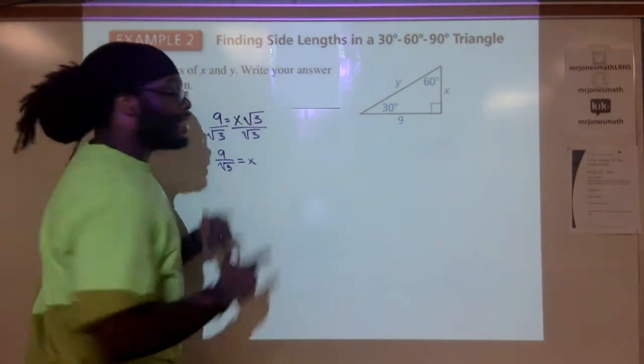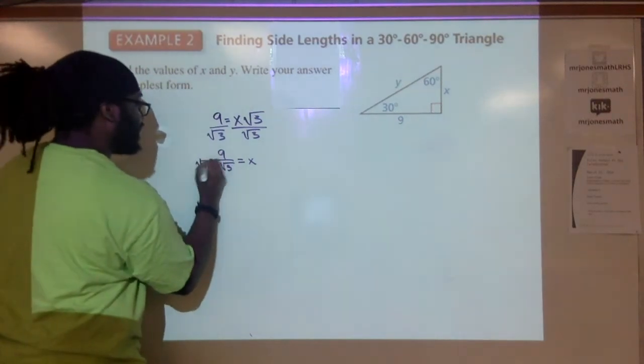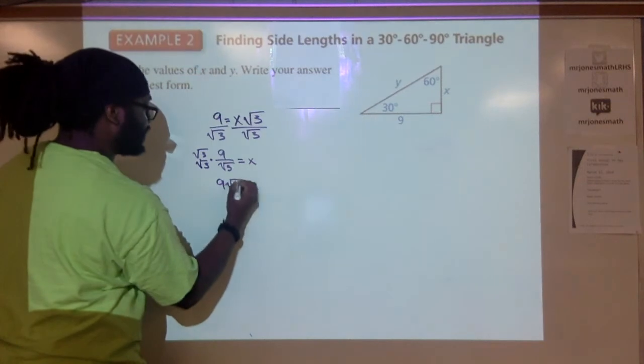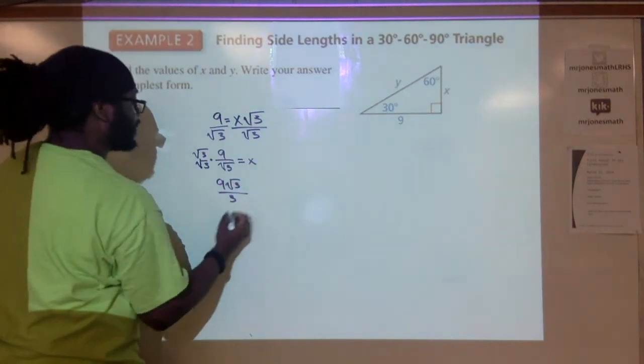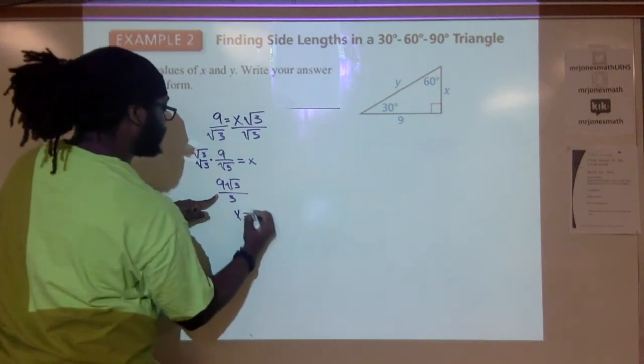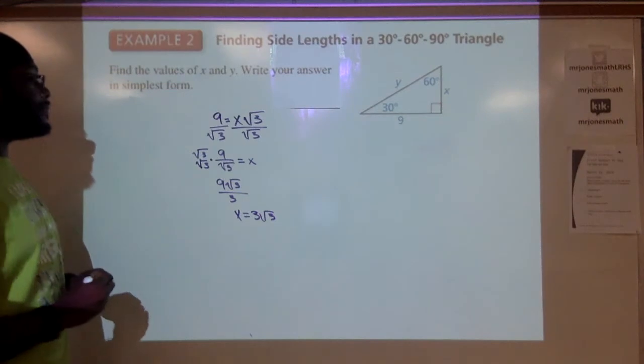Can't leave it like that. Remember, we have to rationalize the denominator. So you multiply by the square root of 3 at the top and bottom. Get 9 square roots of 3 over 3. We can simplify this fraction. We know that x equals 3 times the square root of 3.